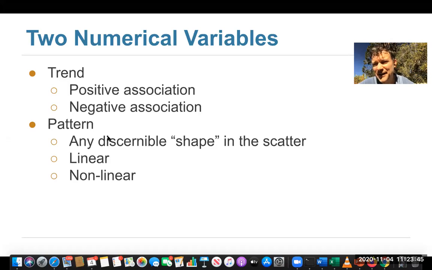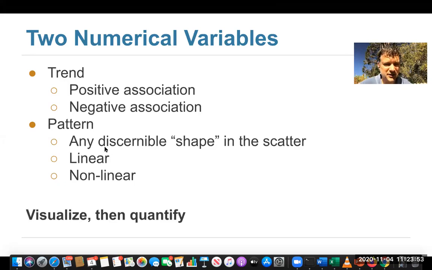You can also have nonlinear associations. That'd be any association that's not a line. Like if the points look like they were scattered around some kind of a bowl shape, that would be an example of a nonlinear association.